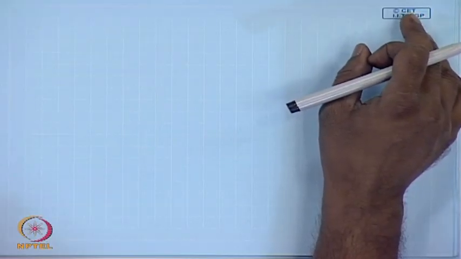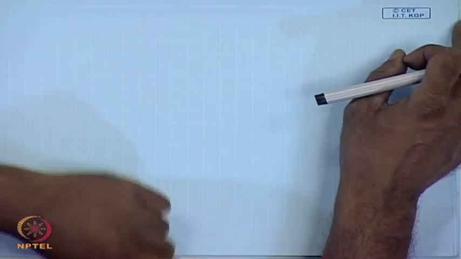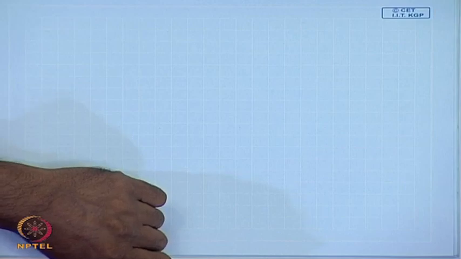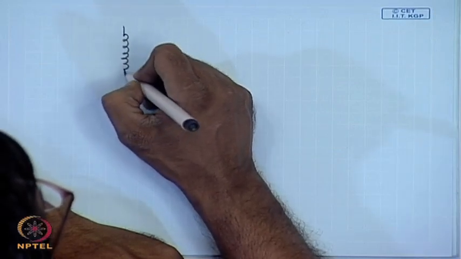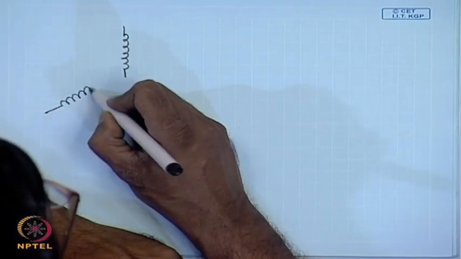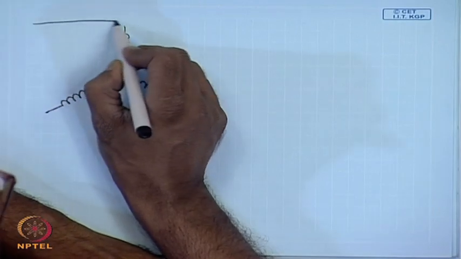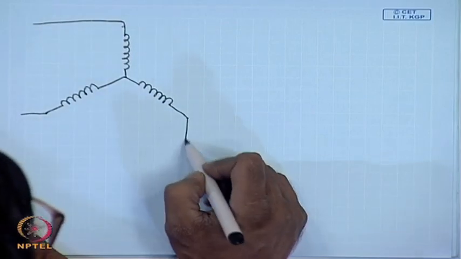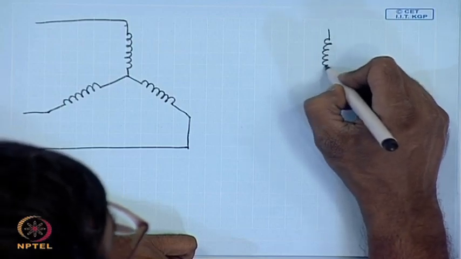However, in 3 phase 2 winding transformers, many of these connections are possible, and one such connection we have seen is the star star connection, that is the high voltage side star connected, the low voltage side is also star connected.